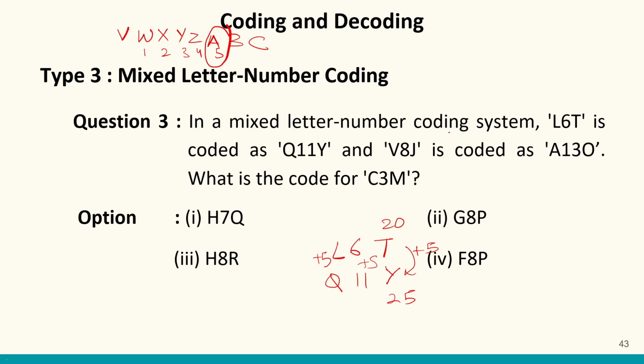8 plus 5 will give me 13 and so for J. So we have to move 5 positions forward. C is position 3 and M is position 13. So if I have to move 5 positions forward, I'll get H. Here also I'll get 8. And here also 13 plus 5 positions will give me 18th position, which is R. So my answer will be H8R, which is option number 3.